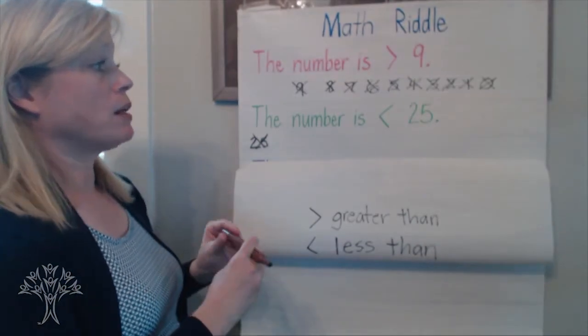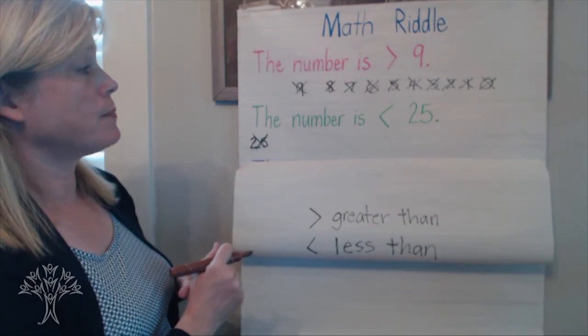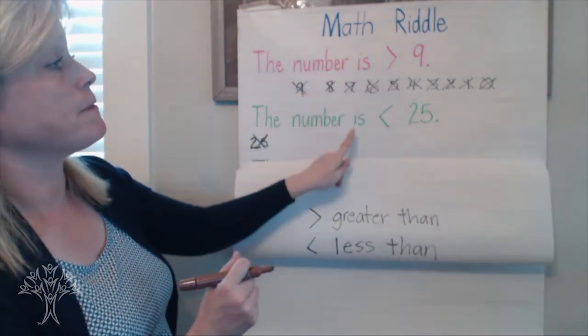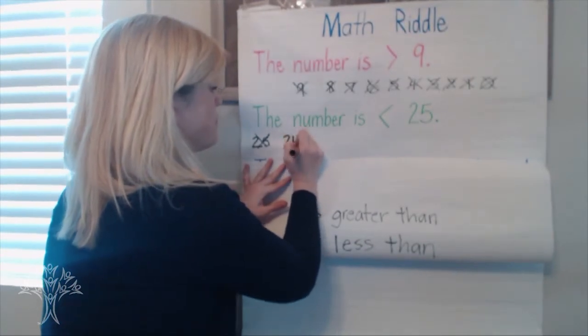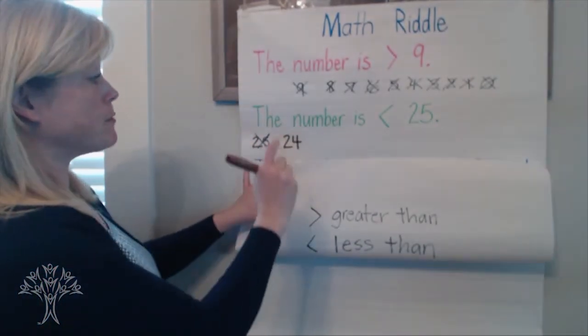Ooh, let's see. Well, let's move forward. Let's see, 25. What's the number before 25? That's 24. What's the number before 24?